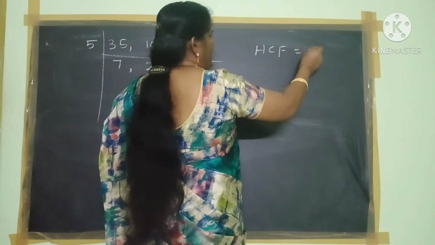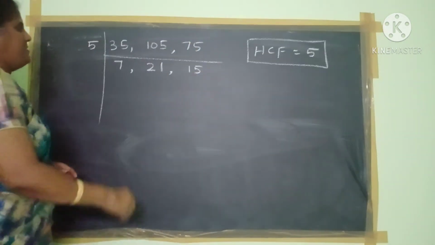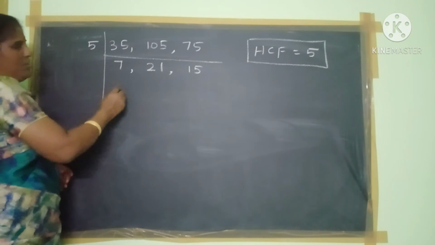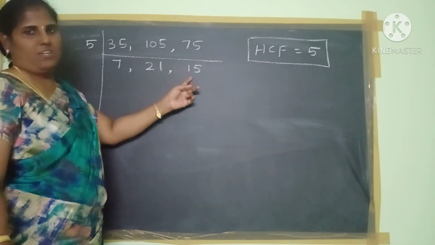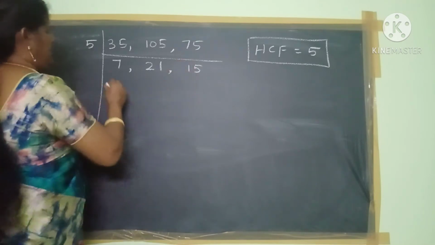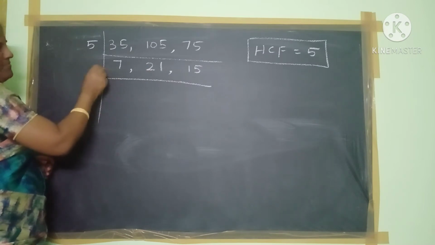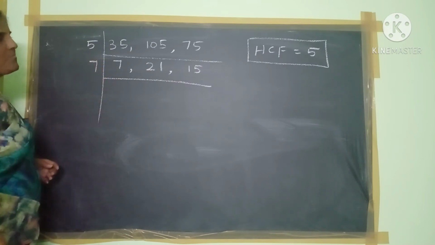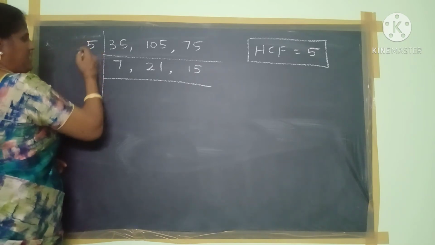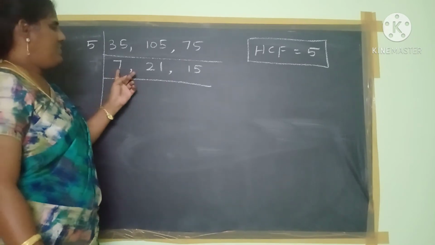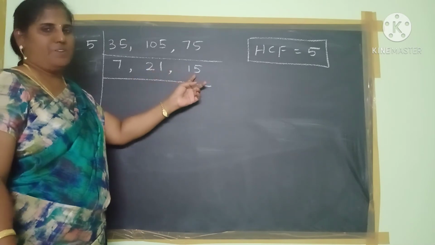5. Okay. Next, LCM. Listen. In the 7 table, 21 will come, but 15 will not come. So you don't take 15. Just divide the numbers 7 and 21. 7 is a prime number, so take 7. Okay. Otherwise, you see the number in the 7 table, 21 will come. How many times? 3 times.